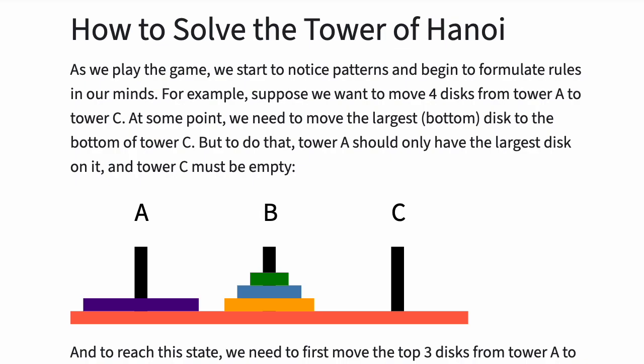As we play the game, we start to notice patterns and begin to formulate rules in our minds. For example, suppose we want to move 4 disks from Tower A to Tower C. At some point, we need to move the largest, bottom disk to the bottom of Tower C. But to do that, Tower A should only have the largest disk on it, and Tower C must be empty. And to reach this state, we need to first move the top 3 disks from Tower A to Tower B.